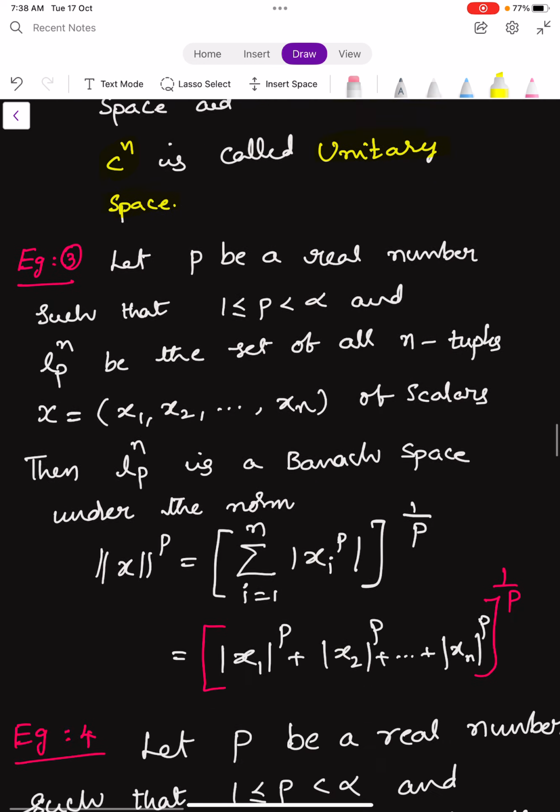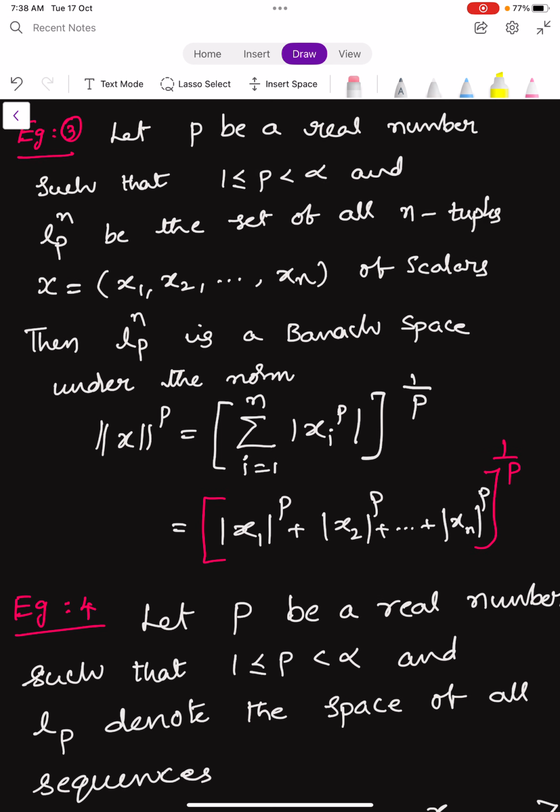We go for example number 3. Again, one of the standard examples. Let p be any real number such that 1 is less than or equal to p, less than infinity. Then l_p^n, the standard notation, is the set of all n-tuples x = (x1, x2, and so on, xn) of scalars.